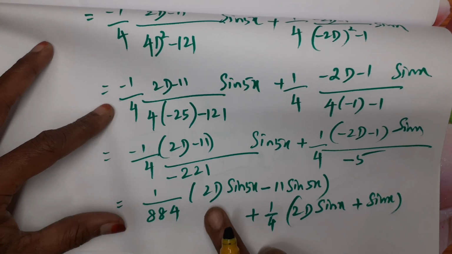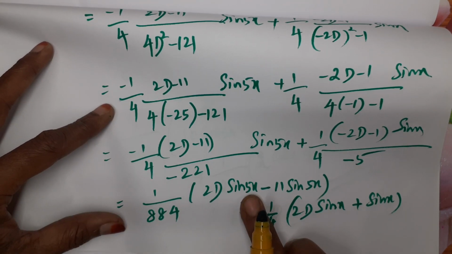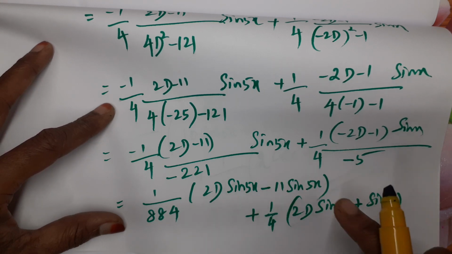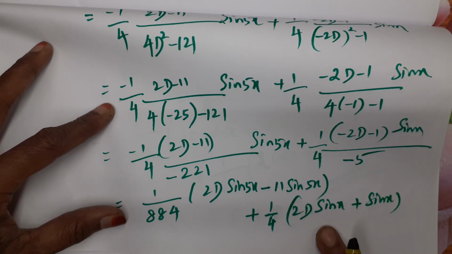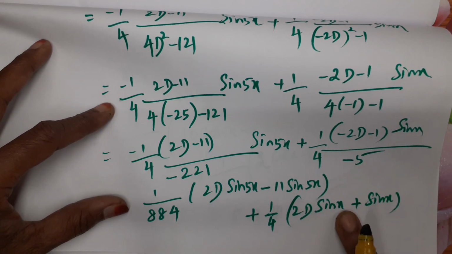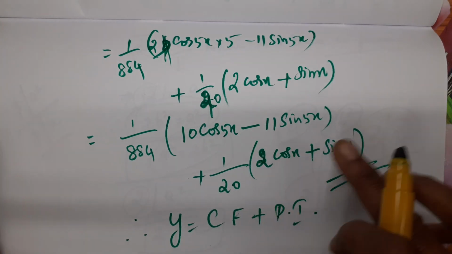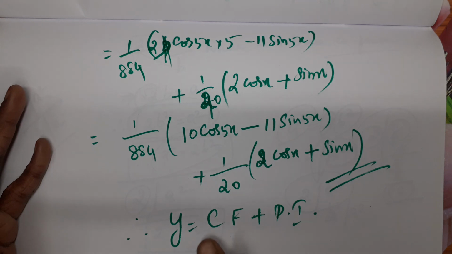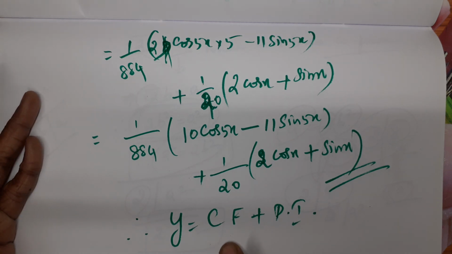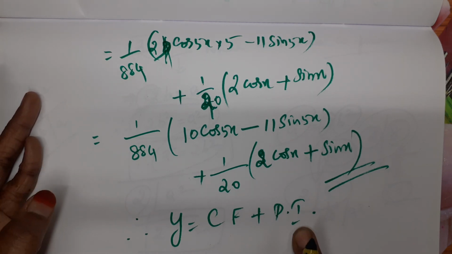In the first term, what do we have? 2D sin 5x. We have to differentiate sin 5x, so it is cos 5x into 5. And this term as it is we have to keep. And the differentiation of sin x is cos x. So these are the terms. Then we have to simplify and write the answer. And finally, y is equal to CF plus PI. Is it clear? Thank you.